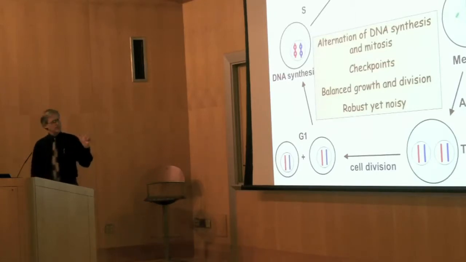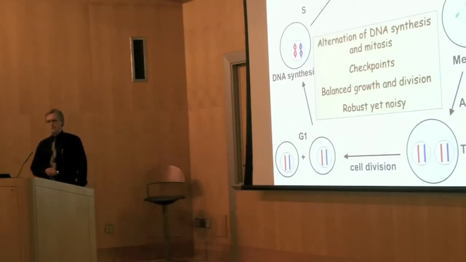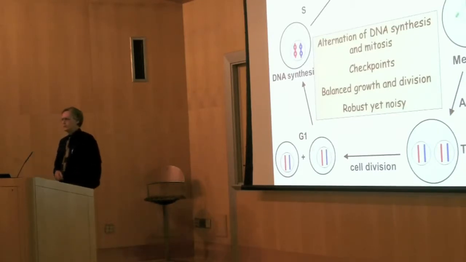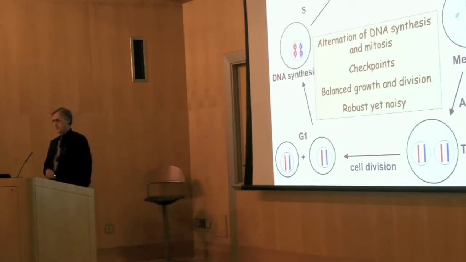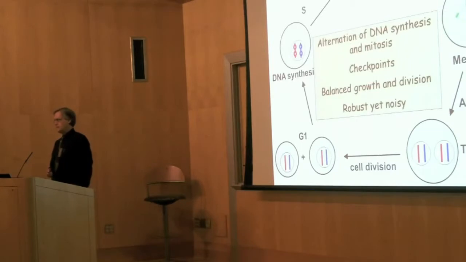This alternation of DNA synthesis and mitosis is controlled by checkpoints. And by checkpoints, the cell physiologist means that at certain phases in the cell cycle, the cells have to make a decision. Okay, so suppose a newborn cell is exposed to ultraviolet radiation, which damages the DNA. Then the last thing that cell wants to do is go into S phase and replicate the damaged DNA. What the cell has to do is repair the damage first and then go into DNA synthesis.